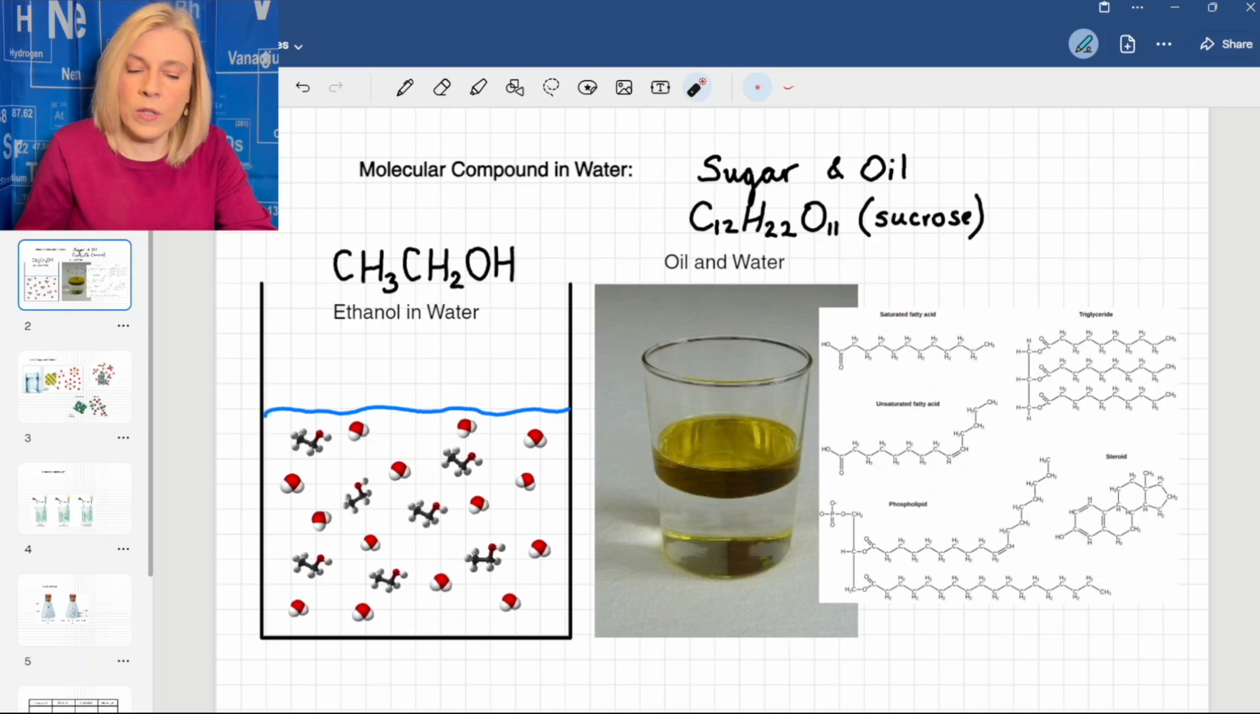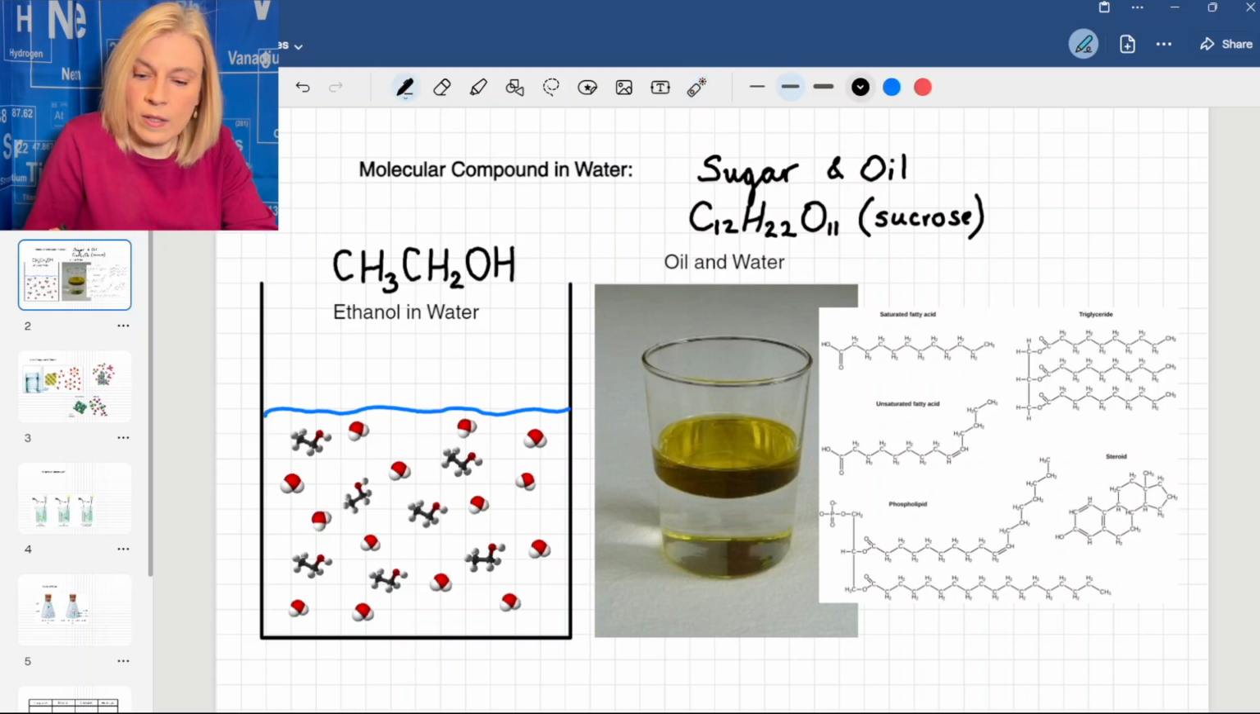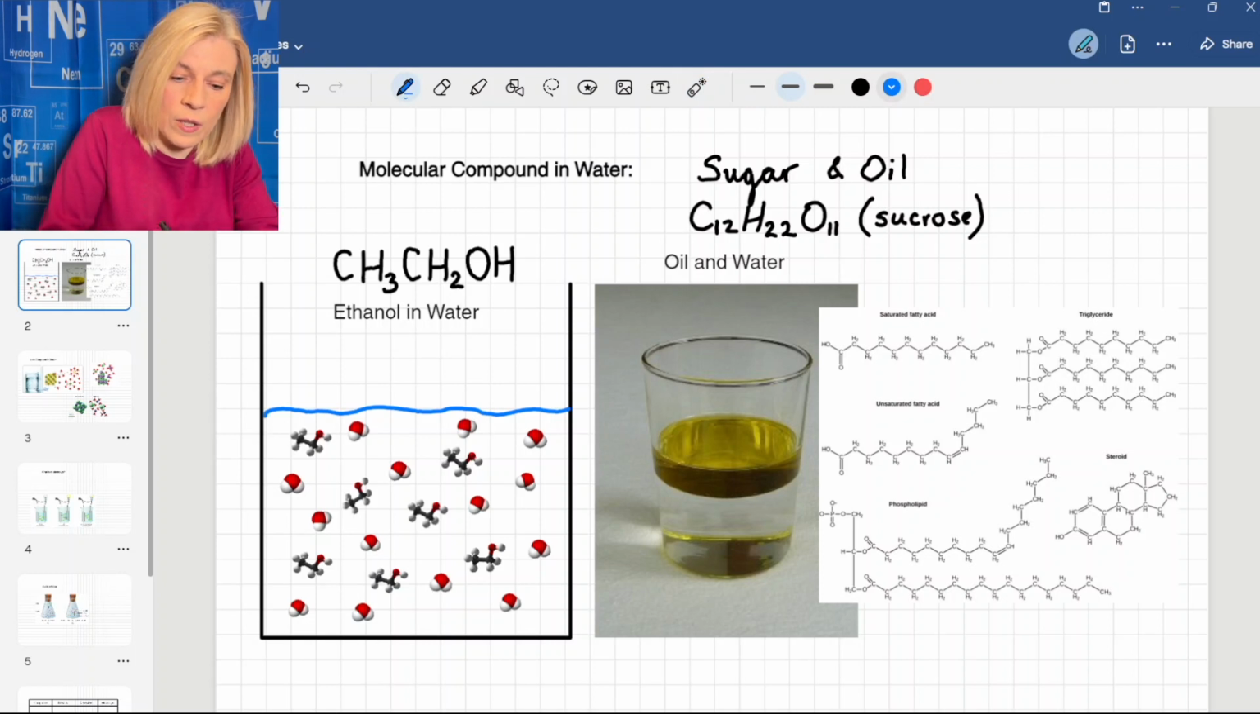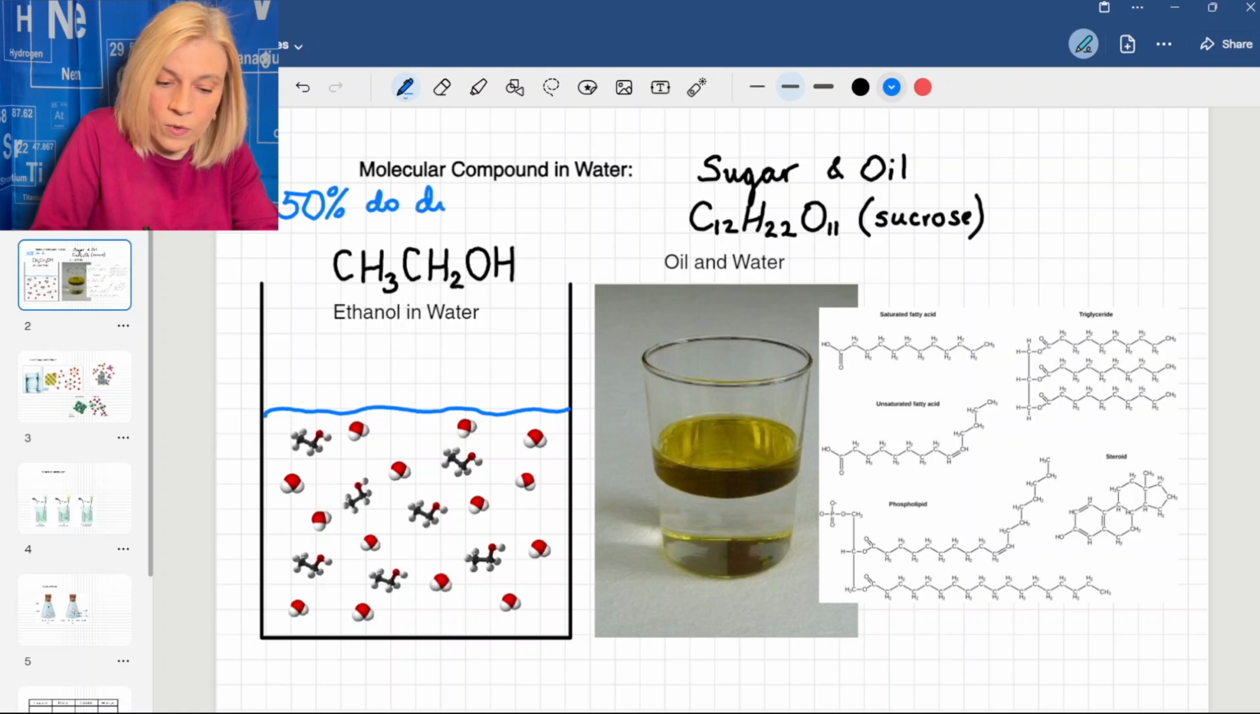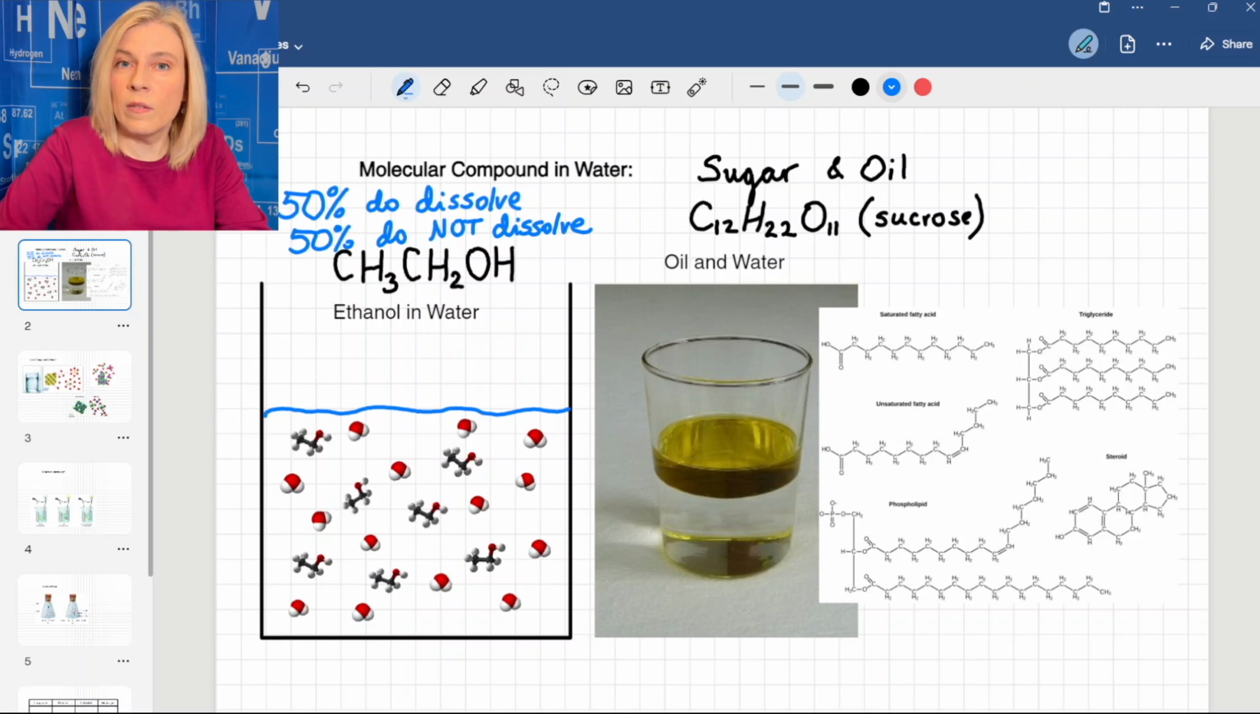So, how could we summarize this? Well, when I think of molecular compounds, I'm going to say around 50%, half and half, do dissolve in water, but around half of them do not dissolve in water. So it just has to do with what type of compound you have. Okay, let's go a little next.